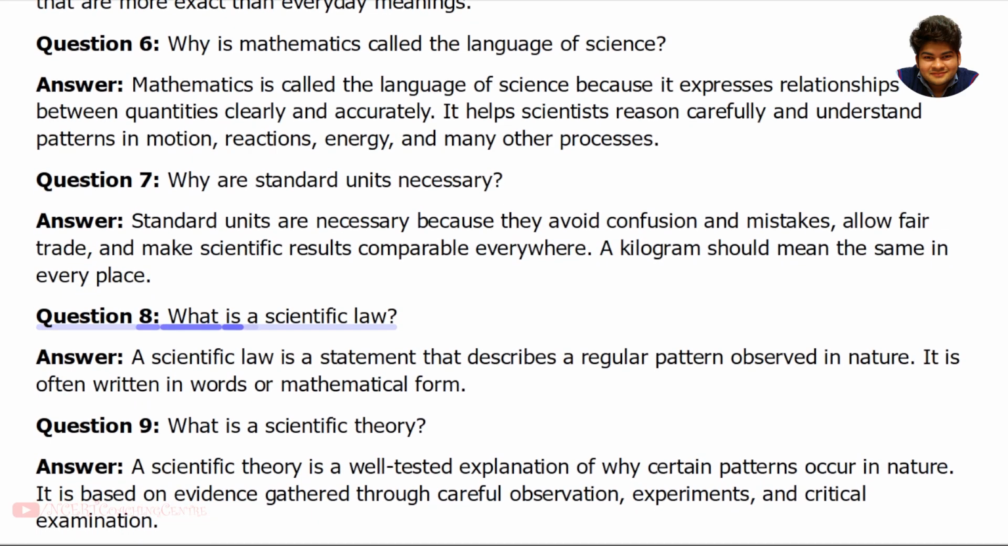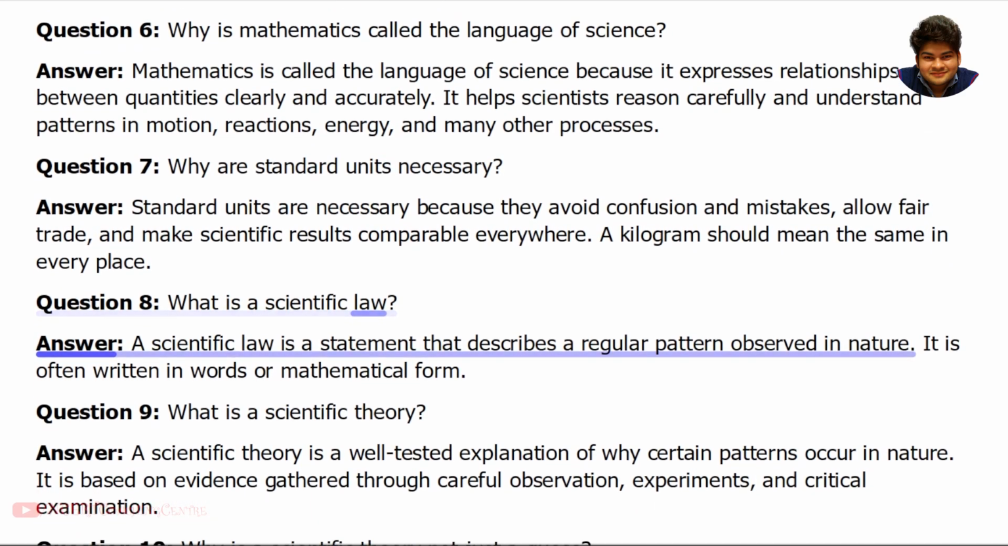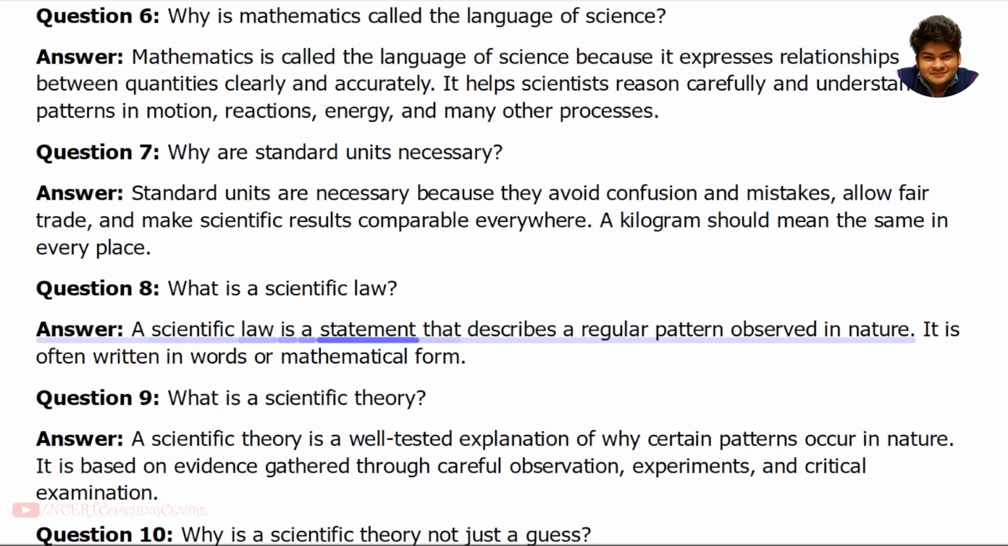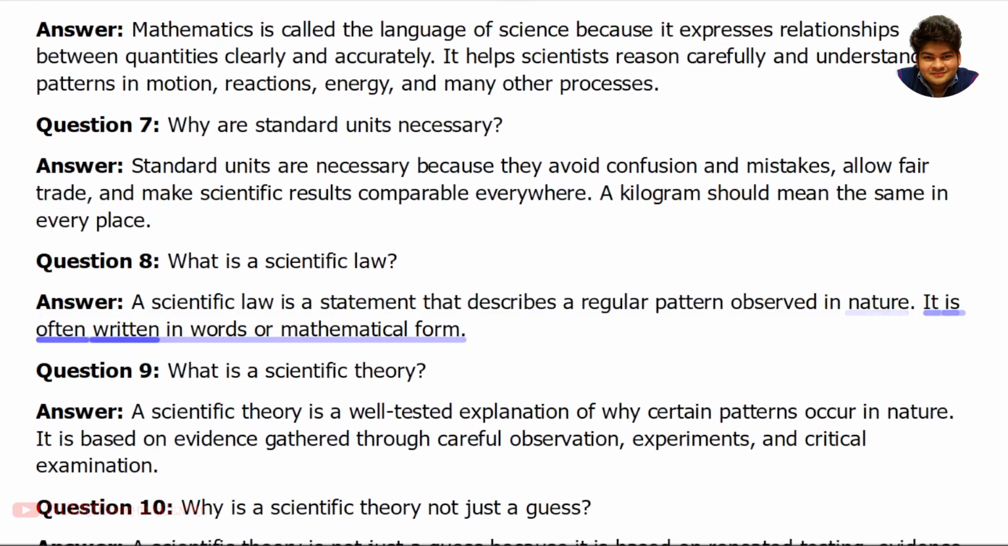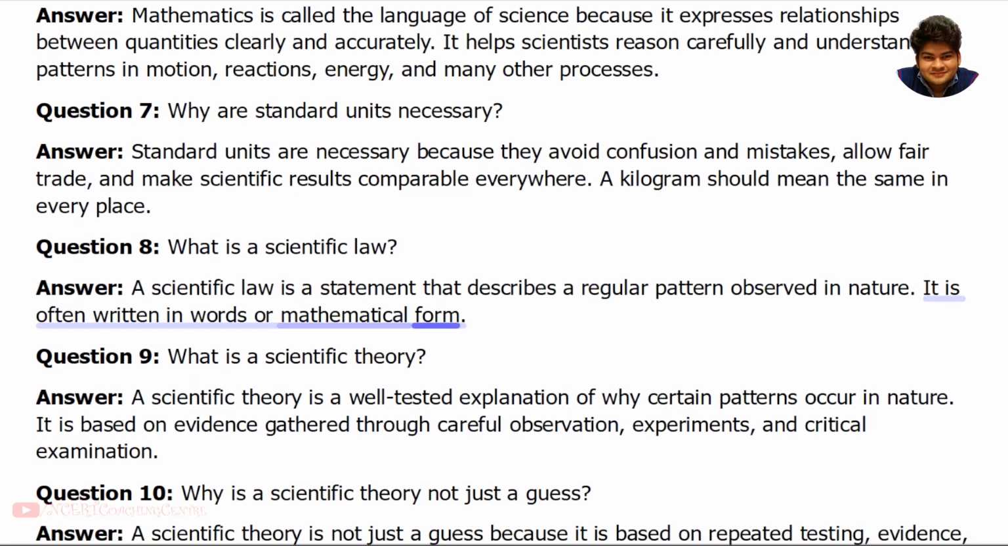Question 8. What is a scientific law? Answer: a scientific law is a statement that describes a regular pattern observed in nature. It is often written in words or mathematical form.